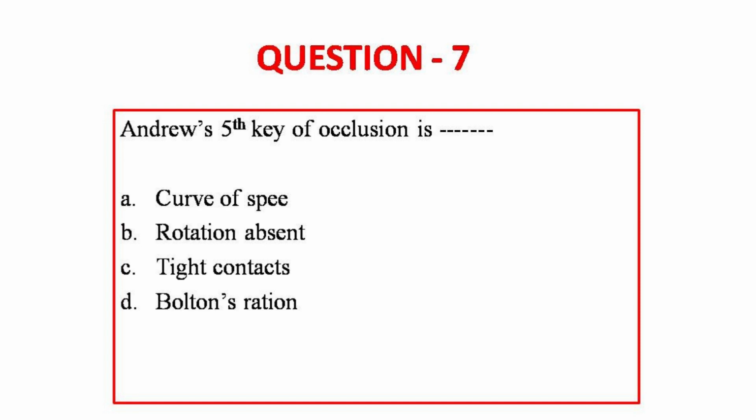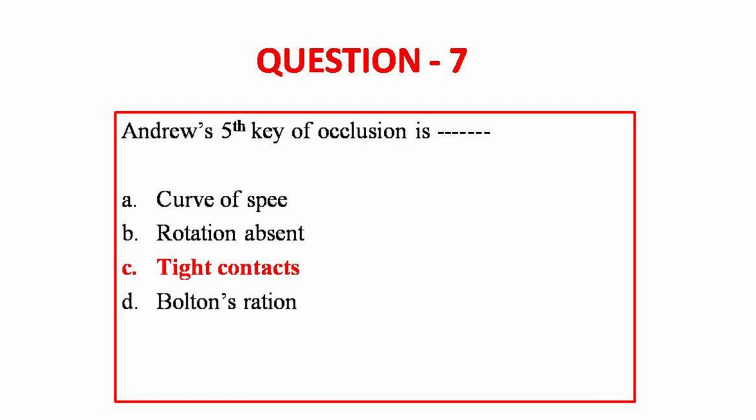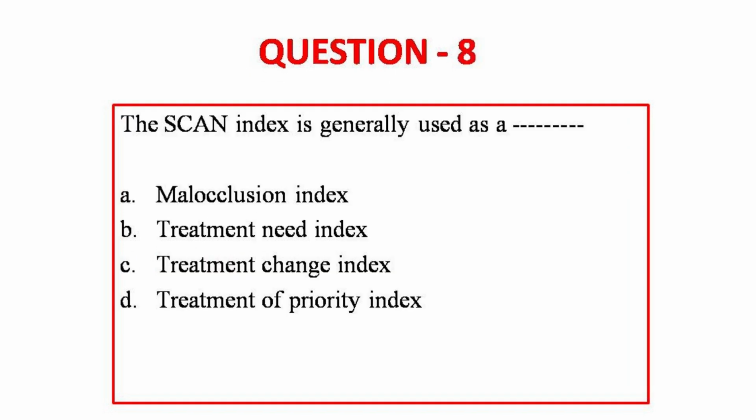Andrews' fifth key of occlusion is, they've given 4 options: curve of Spee, rotation absent, tight contacts, and Bolton's ratio. So the answer to this question is C, tight contacts. According to Andrews' keys, there are around 7 keys, and the 5th key is the tight contacts. So moving on to question number 8.